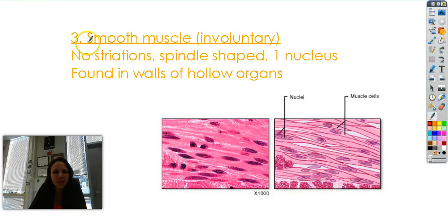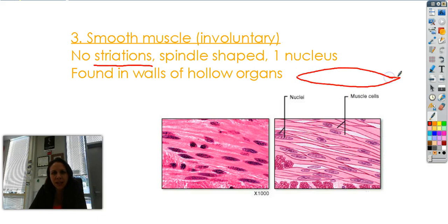And the last type of muscle is smooth muscle, otherwise known as involuntary, because you have no control over it whatsoever. There's no stripes, no striations. They're spindle shape. Spindle shape just means that they're kind of round and oblong and pointy on both ends. They have one nucleus per cell, and they're usually found in the walls of hollow organs like your digestive system. This is what propels food along your small and large intestine and then out of your body. So you have no control over it. It happens all by itself, although there are some chemicals that can speed up and slow it down.